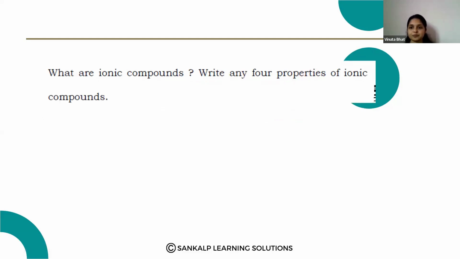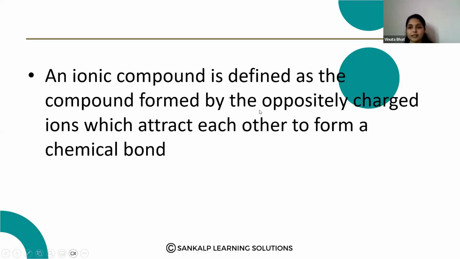Next question. What are ionic compounds? Write any four properties of ionic compounds. An ionic compound is defined as the compound formed by the oppositely charged ions which attract each other to form a chemical bond. So that is the definition of ionic compounds.